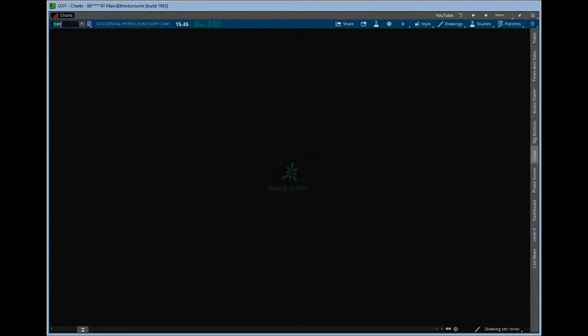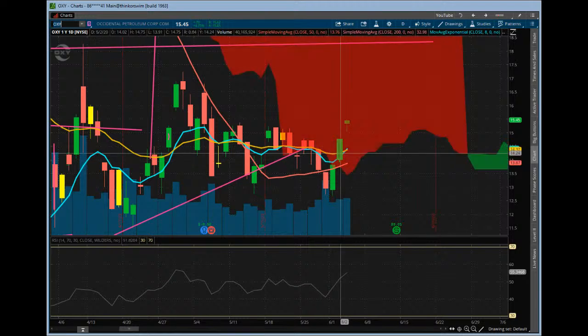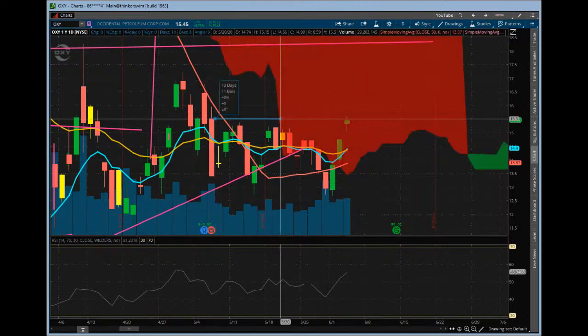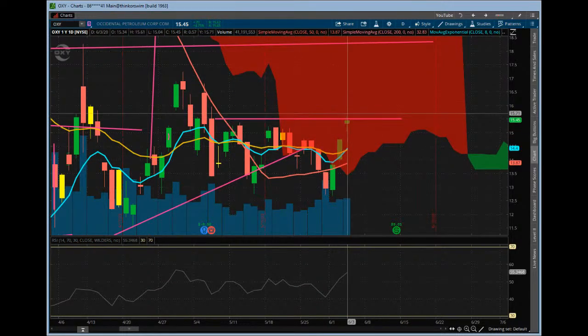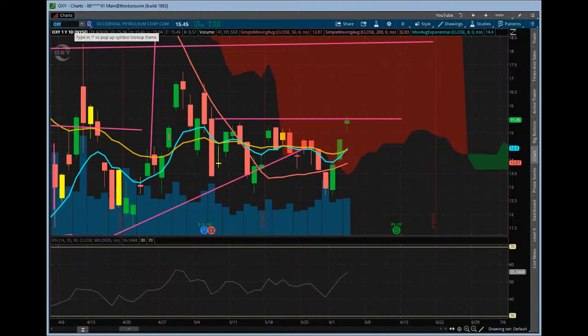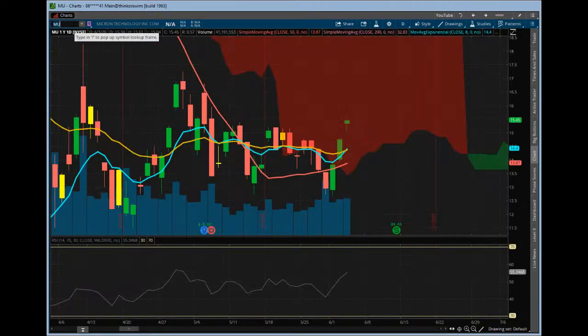Really incredible. Oxy, pretty good. Gave a decent move today. Came into a couple little resistance levels here. But let's see if we can push it over these highs and continue to work its way up. Oil had some reasonable strength today. And then MU, great one. This is a great one too.